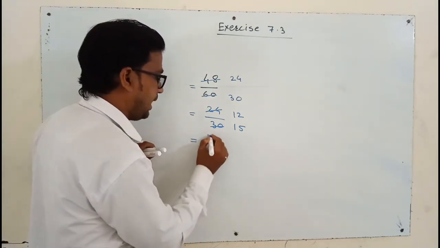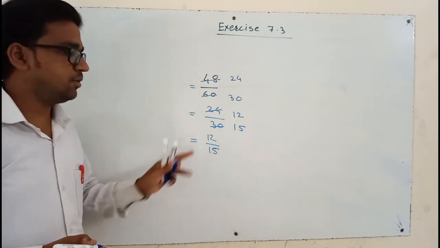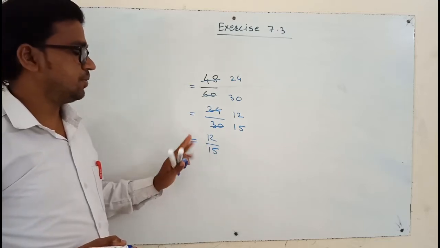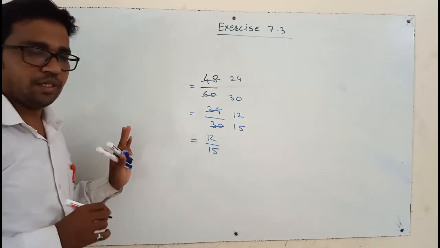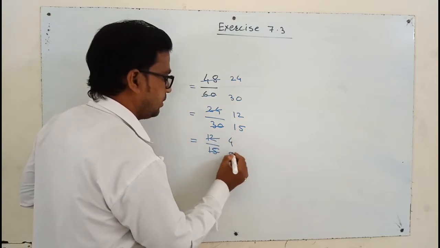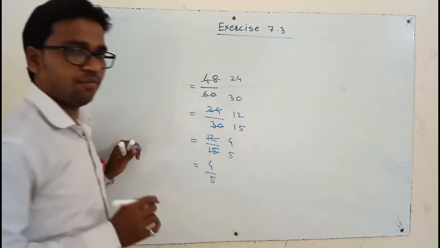Now I get another fraction, which is 12 by 15. Now I know by which number we can divide both the numbers. So 12 and 15 we can divide by 3. So 3 4s are 12 and 3 5s are 15. So our last numbers are 4 and 5.